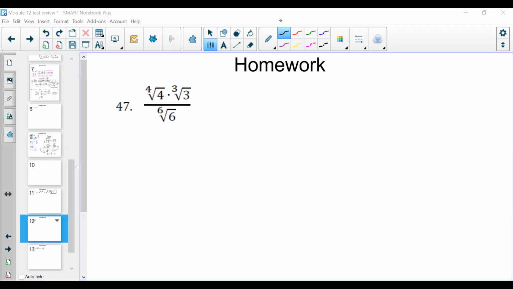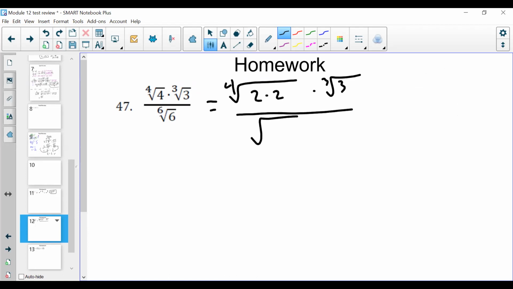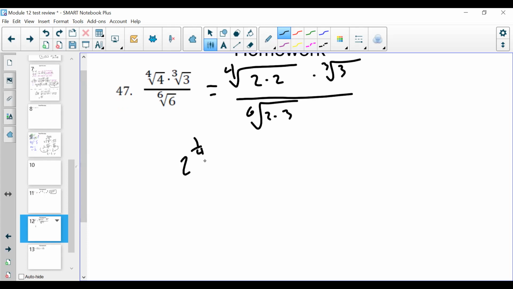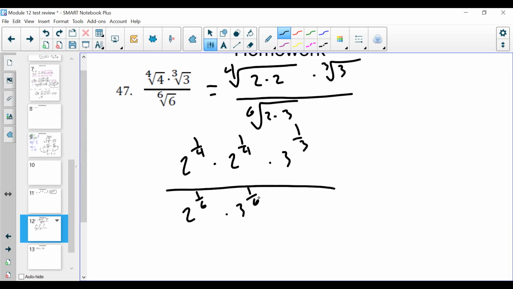So for 47, I have the 4th root of 4 times the 3rd root of 3, all over the 6th root of 6. So like I was saying before, always put everything into its prime factorization. It just makes it a little easier to deal with. So the 4th root of 4 is, well, the prime factorization of 4 is 2 times 2. The prime factorization of 3 is just going to be 3. And the prime factorization of 6 is 2 times 3. So if I put it in exponent form, I get 2 to the 1/4 times 2 to the 1/4 times 3 to the 1/3, all over 2 to the 1/6 times 3 to the 1/6.